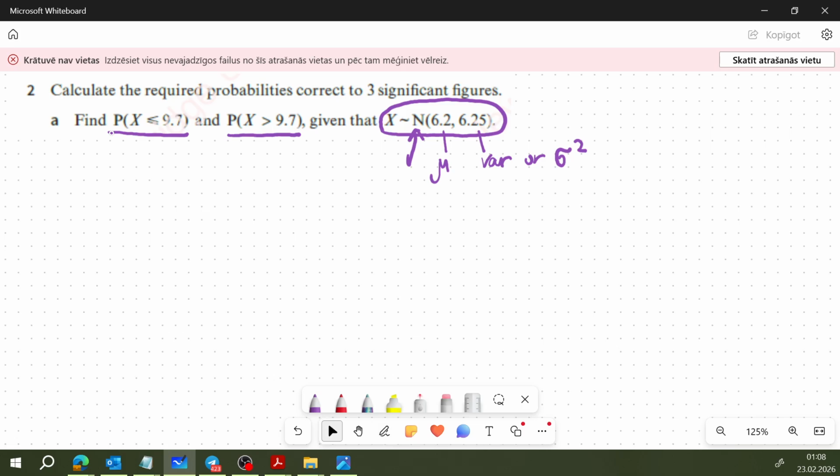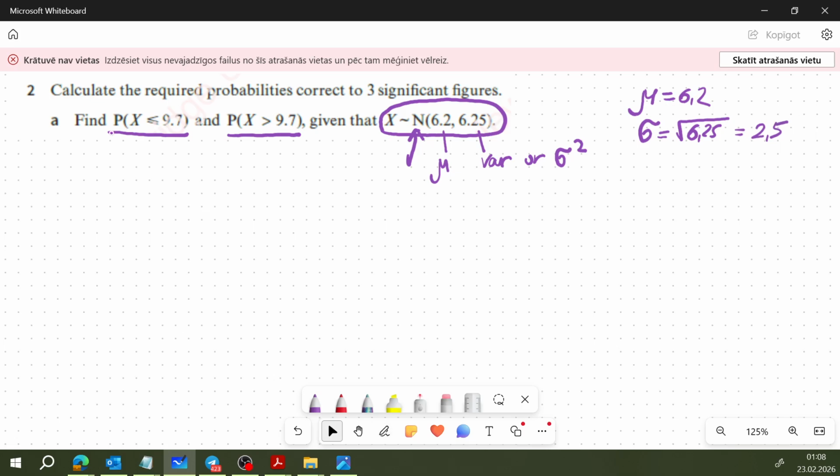So if we have that, we already know that the mean is 6.2 and the standard deviation is the square root of 6.25, and this is equal to 2.5. This is what we know.